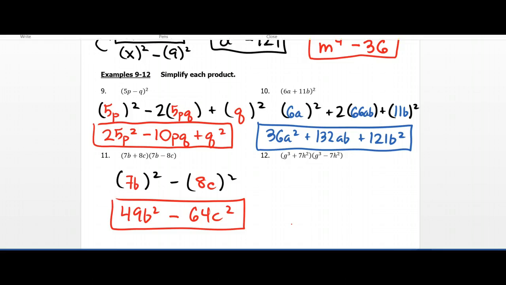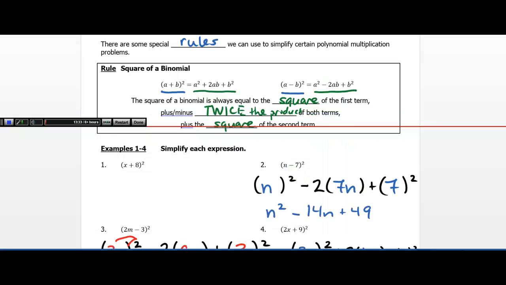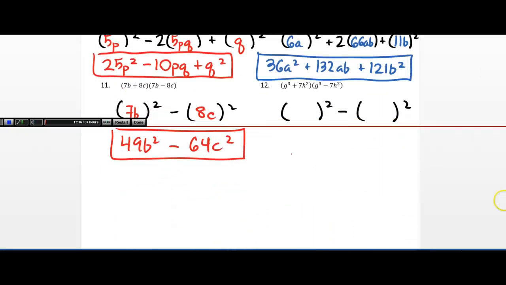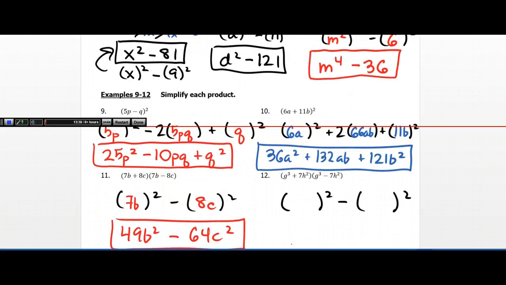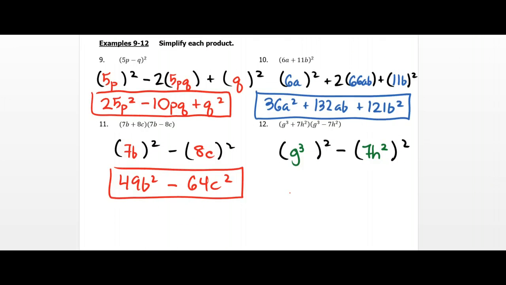And then lastly, number 12 is also a difference of squares. Your first term for this one is g cubed. And your second term is 7h squared. So g cubed squared is actually going to be g to the 6th, and 7h squared squared would be minus 49h to the 4th.